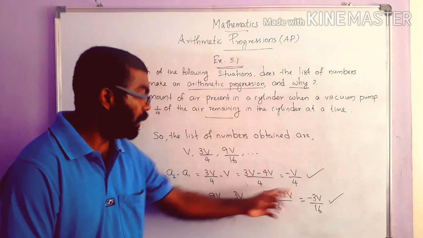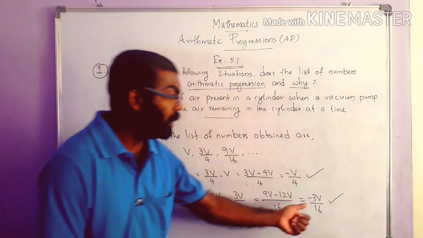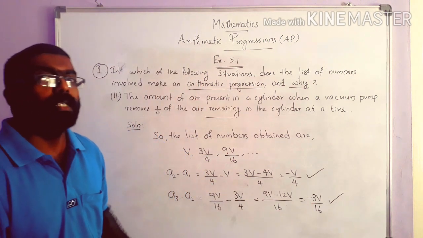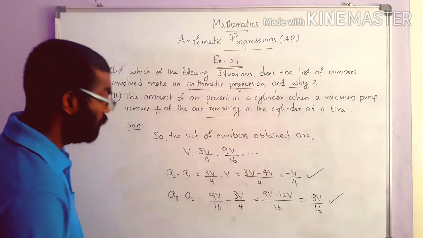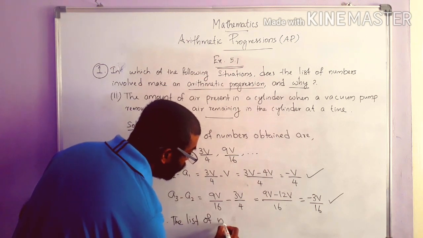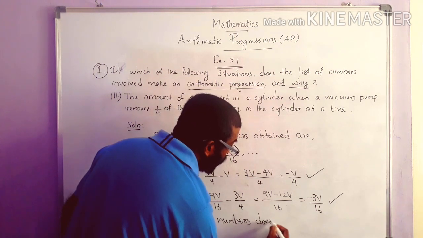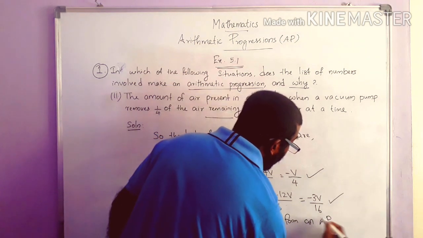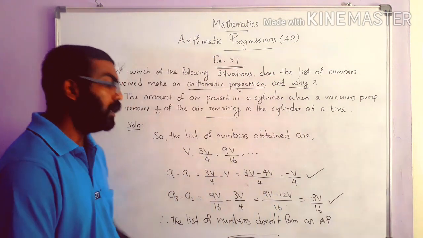A2 minus A1 is minus V by 4, and A3 minus A2 is minus 3V divided by 16. That means the list of numbers obtained does not form an arithmetic progression. Therefore, the list of numbers doesn't form an arithmetic progression, as A2 minus A1 is not equal to A3 minus A2.